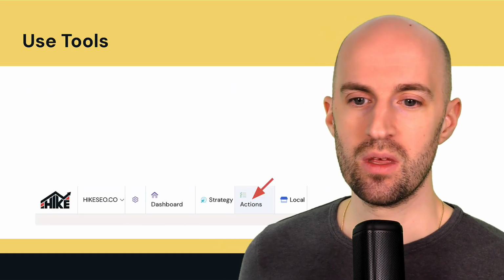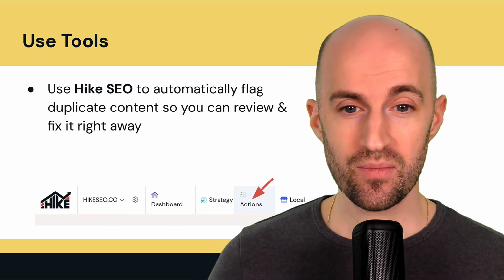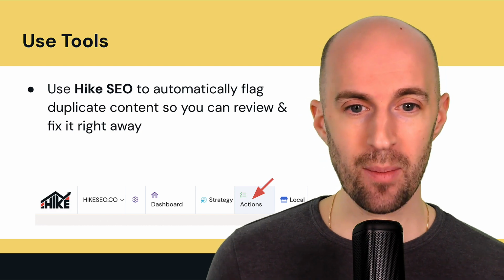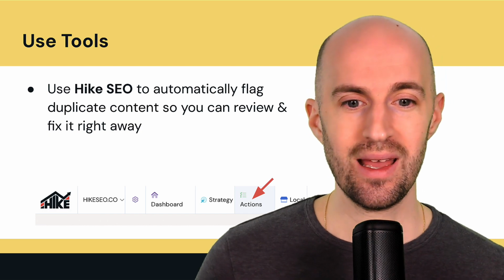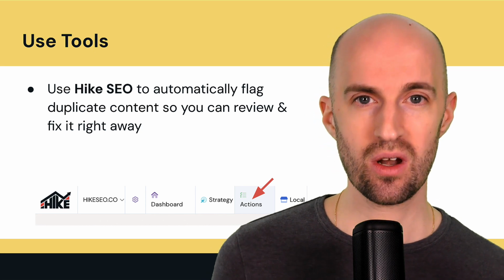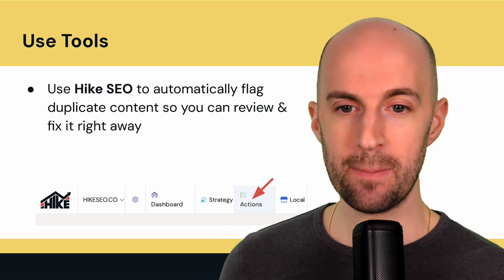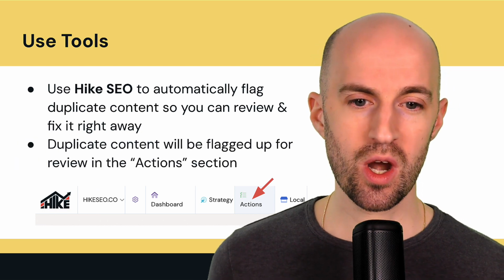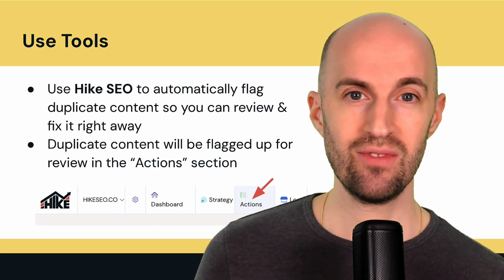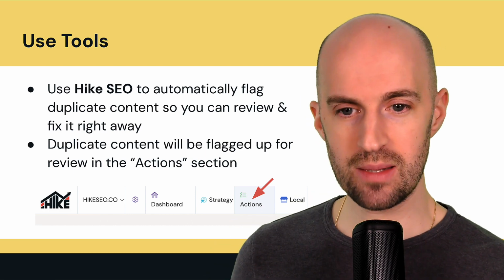Now, you can also use the Hike SEO platform to automatically flag duplicate content as and when it happens, and then you can review that in the actions section. So you click on actions and it will automatically start flagging that and letting you know, so you can fix it right away. So that's where you would find it, because Hike automatically crawls your site and then it spots any potential SEO issues such as duplicate content.